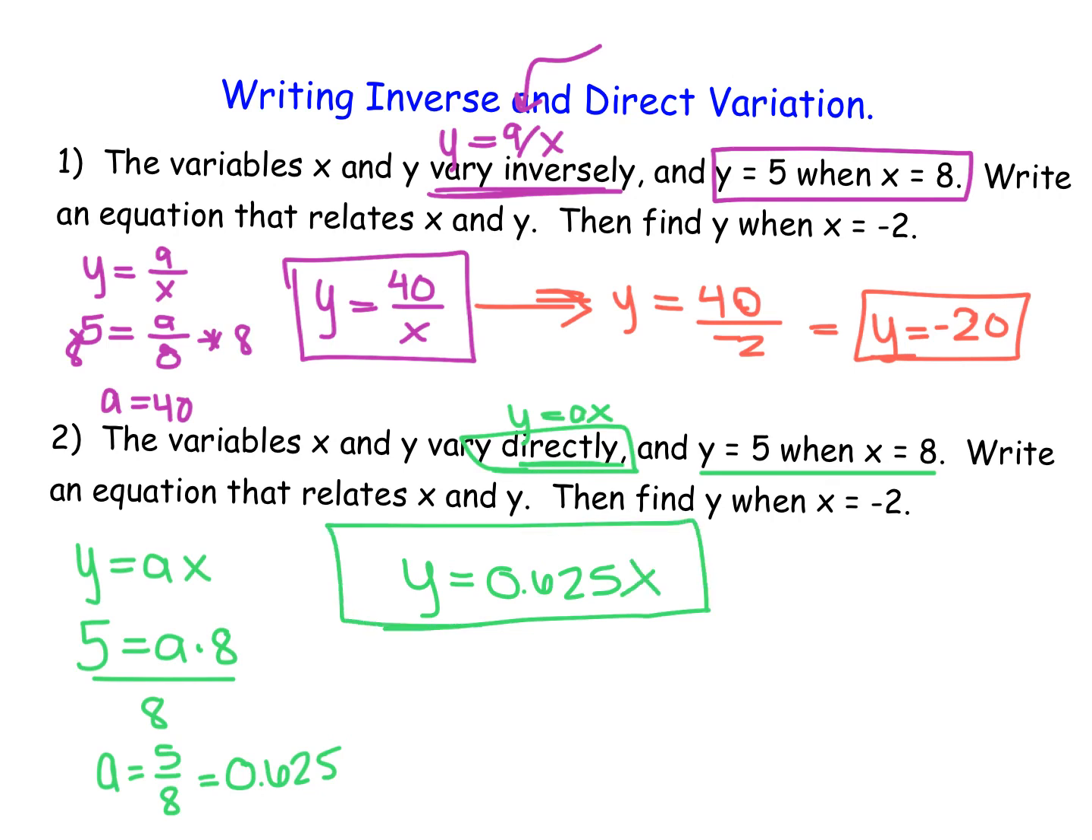Now from here, I want to find the value for y when x equals -2. So all I need to do at that point is take my direct variation equation and write it as y equals 0.625 times -2, and determine what that would be. If I multiply 0.625 times -2, I end up with y equals -1.25.